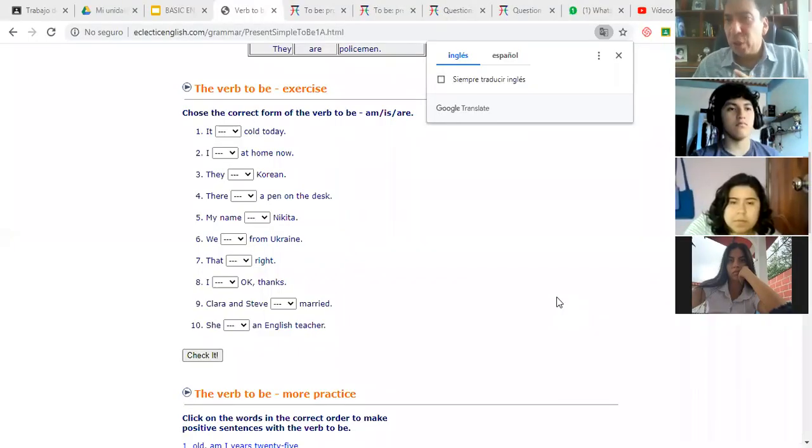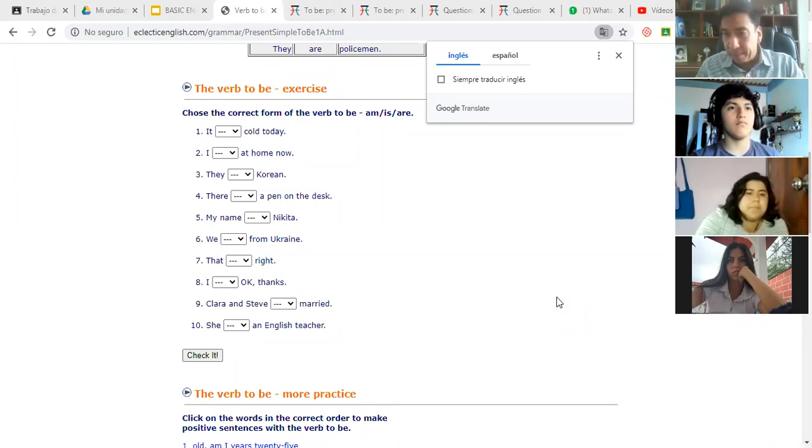All right, let's see. You have something like this, okay? It says the verb be. Let's practice the affirmative form first, okay? I will go through with you just the first one, okay? The first one says, it, space, cold today.